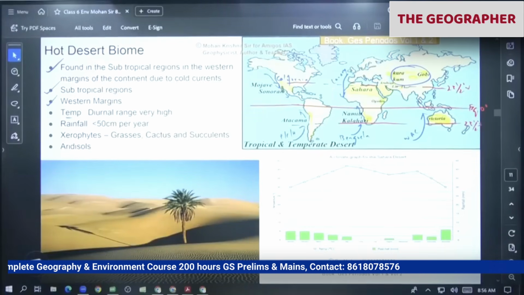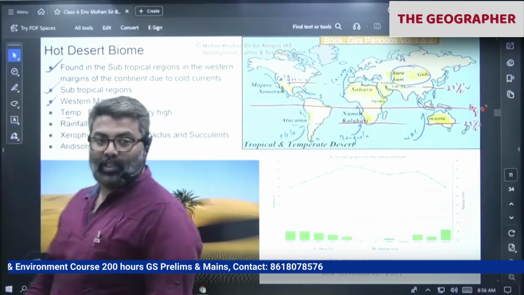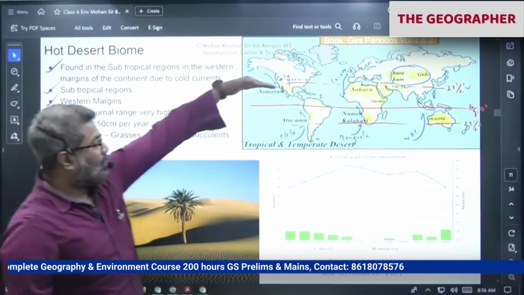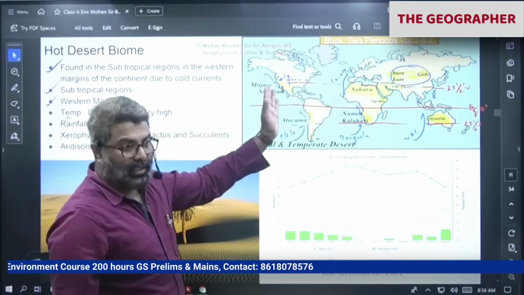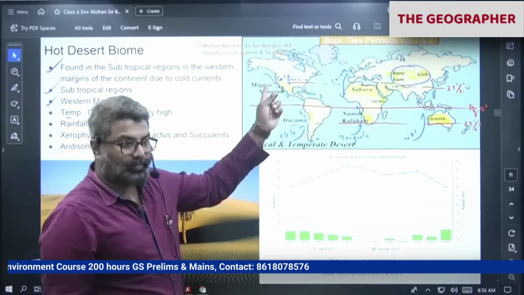That is tropical, if the deserts are tropical desert. Temperate desert. So deserts normally form in the subtropical belt, in the western margins of the continent because of the cold current. Also because of the leeward sides of the mountains.